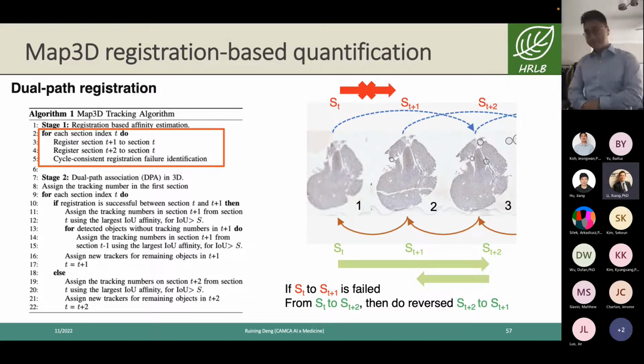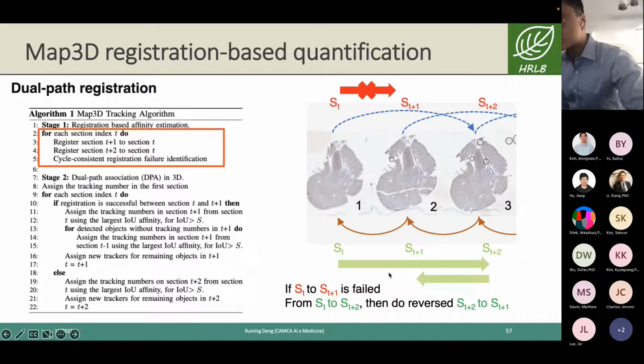Yes, go ahead. I'm curious about your failure registration metrics. If you find some of the registrations are not good, then how do you deal with them? And do you find any reasons why some of them are not good? Oh yeah, that's a really good question.